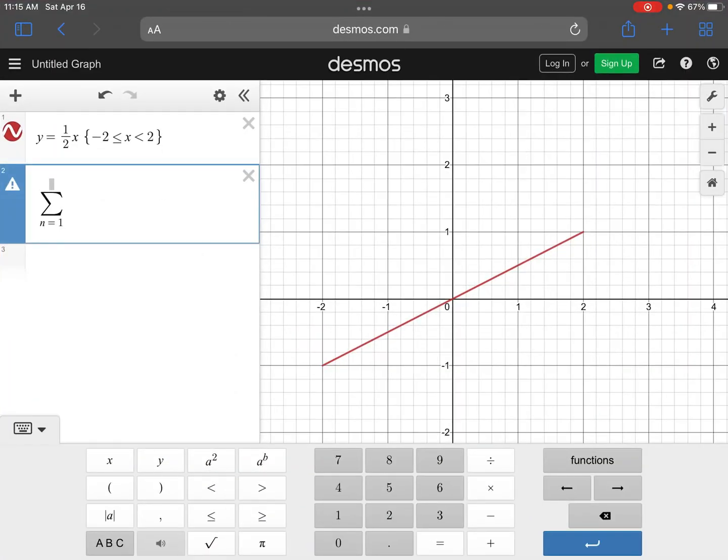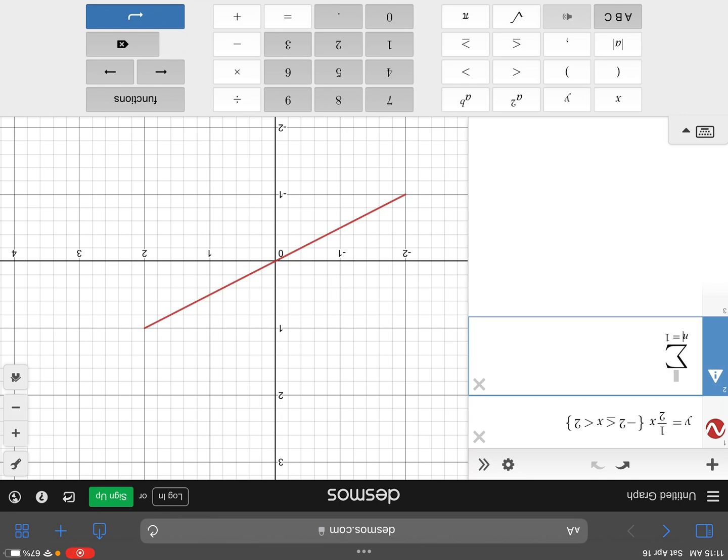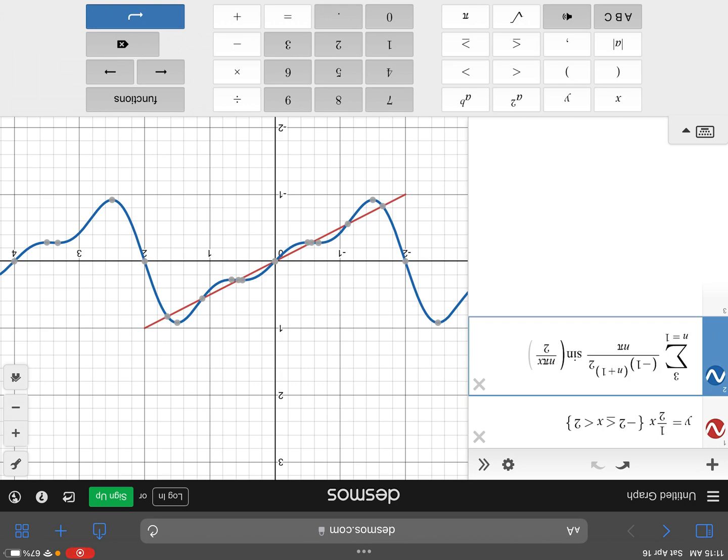So let's check here. I'm going to go to Desmos. Turn this around here. We'll start with just 3 terms. So I've already graphed 1/2 x from minus 2 to 2 here. Start with 3. So let's see here. Minus 1 raised to the n plus 1, 2 over n pi, sine n pi x over 2.